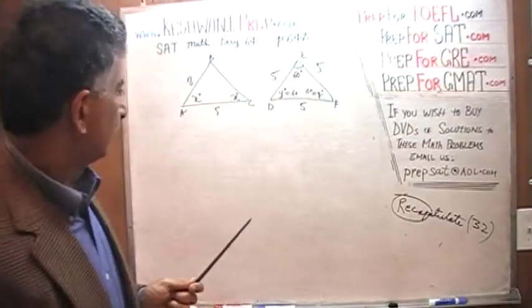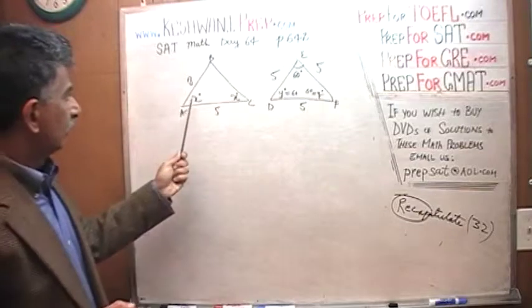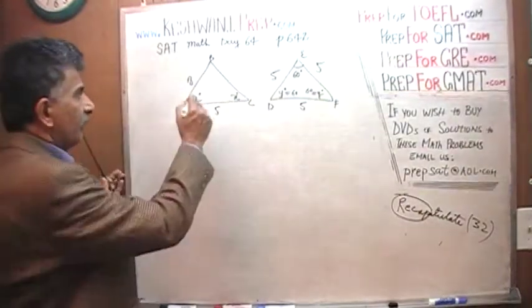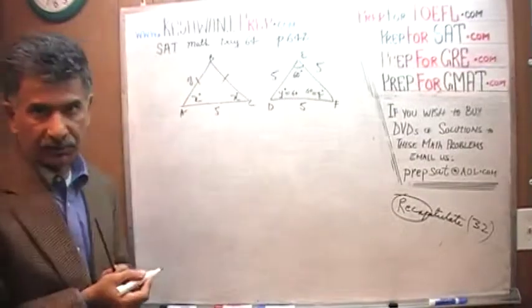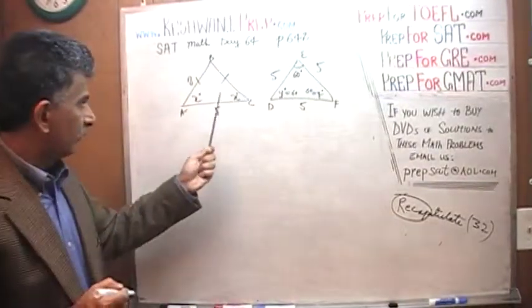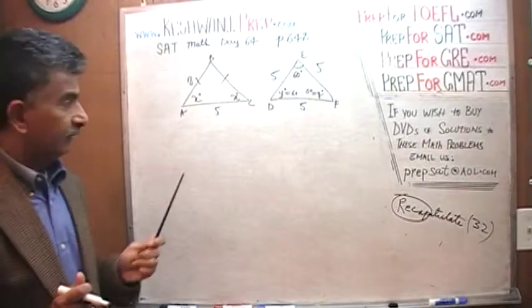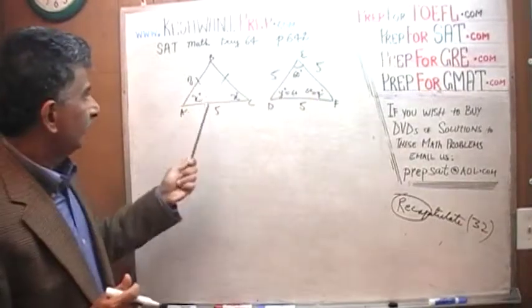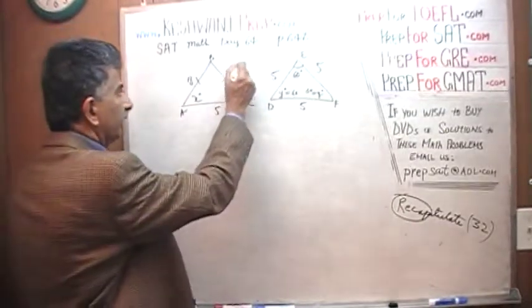Well, let's find out what the perimeter of ABC is. Here, we are told that this is x degrees and this is x degrees. If they are both x degrees, then the opposite sides must be equal to each other. If this angle is equal to that angle, it's an isosceles triangle. And since A to B is 8, then B to C must also be 8.